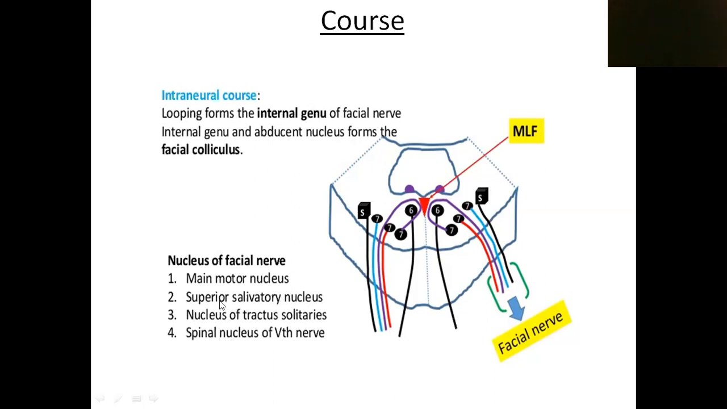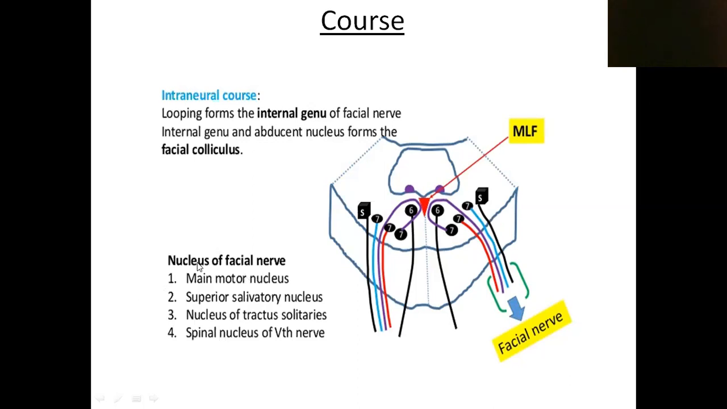Out of these four nuclei, fibers from the motor nucleus will run backward and wind round the abducens nucleus. Then they will run forward. All other fibers run forward. As a result of this course, on the posterior surface of the pons we can see one elevation. This is known as the facial colliculus.